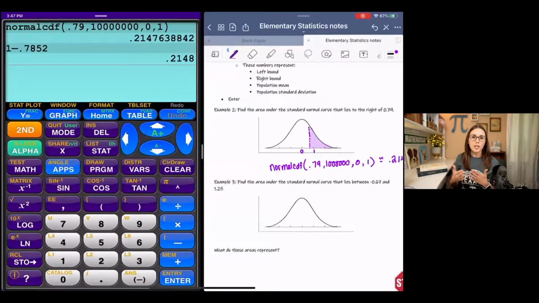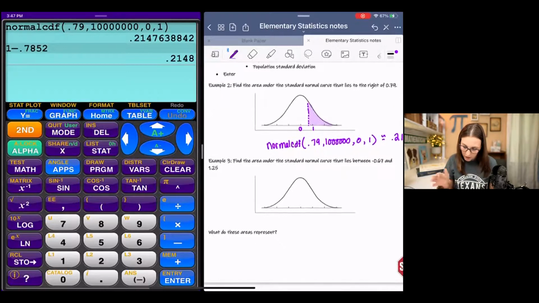If you do have a table handy, you could look up the z-score of 0.79, and the area associated with 0.79 is 0.7852. And then to find the area to the right, you do 1 minus 0.7852, and you get 0.2148, which is what we got with the calculator. So yay. Okay, last example here.